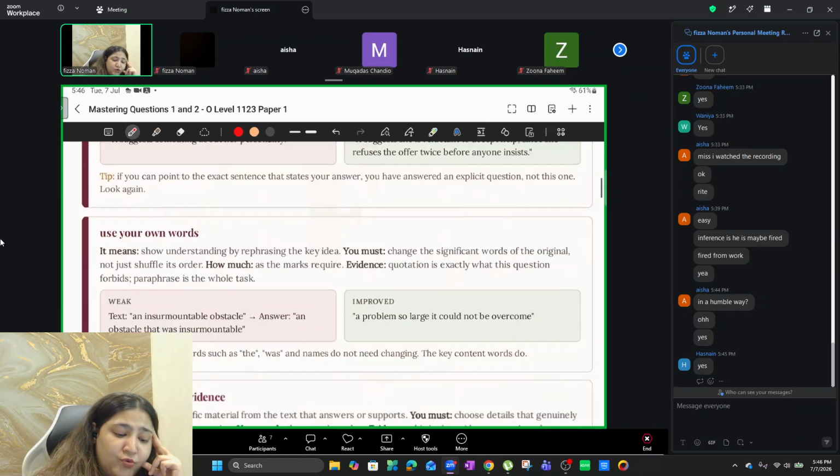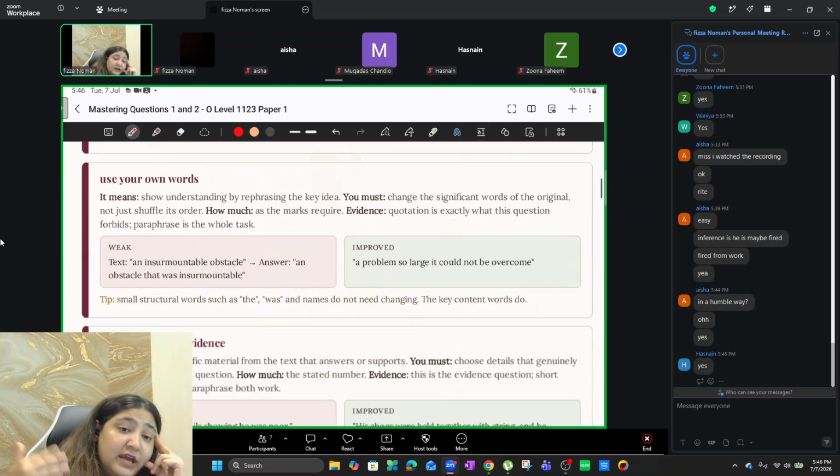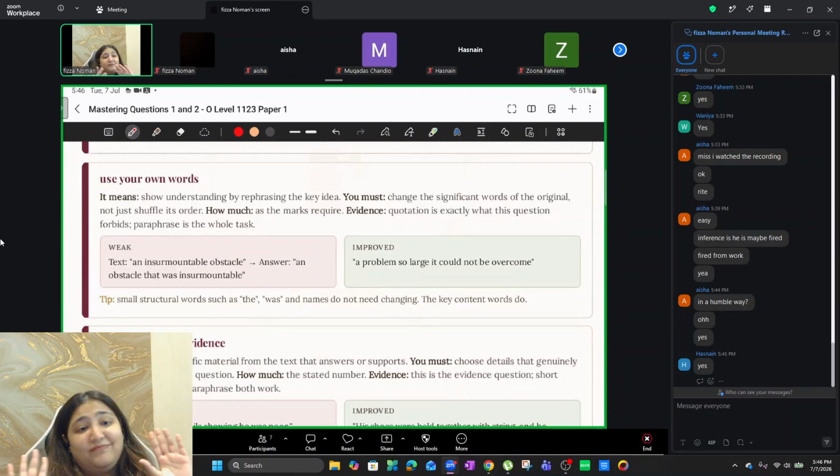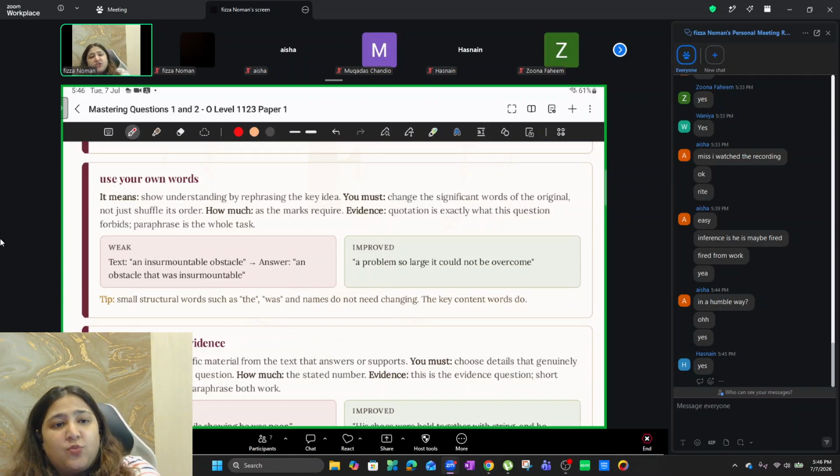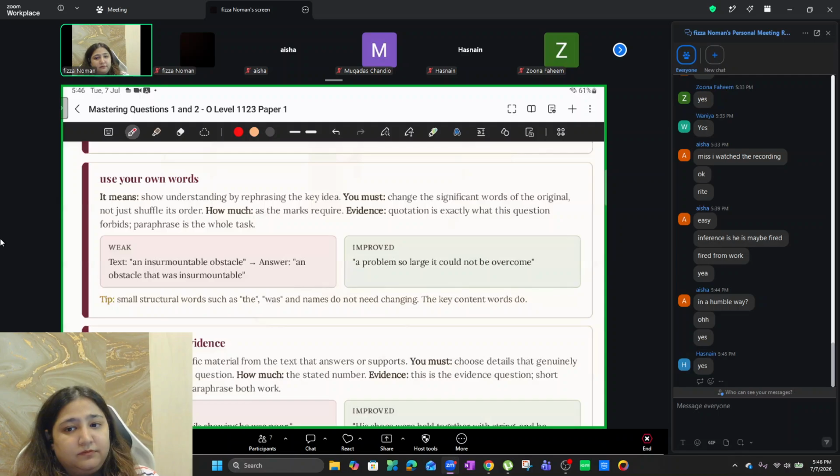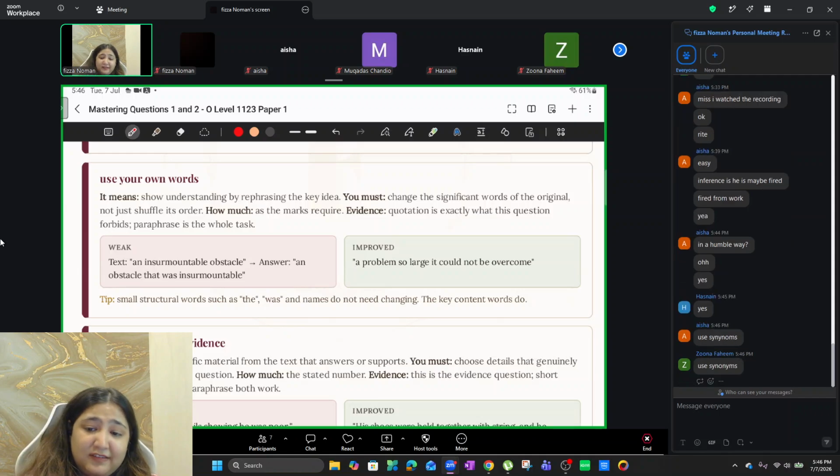Then use your own words. As I keep telling you guys, if this is mentioned and you end up copy pasting, that's going to be an issue, bachcho. So it means show understanding by rephrasing the key idea. You must change the significant words of the original. Acha, how do we change the words of the original? How do we do that? Hmm? What do we do? Yes, exactly.